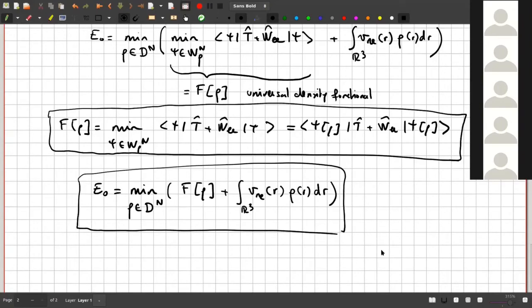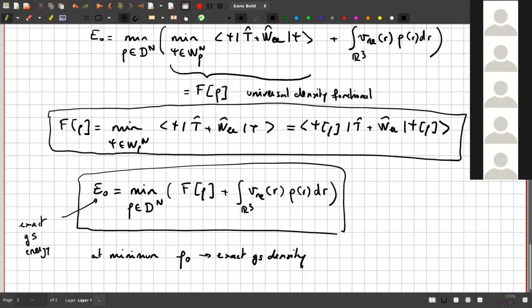And so you obtain the exact ground state energy of your electronic systems. And at the minimum, the density that minimizes this expression will be the exact ground state density. Okay, so at the minimum, we are going to get rho 0, which is the exact ground state density of your system.